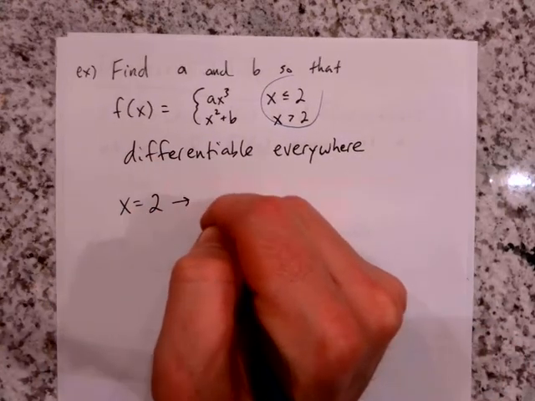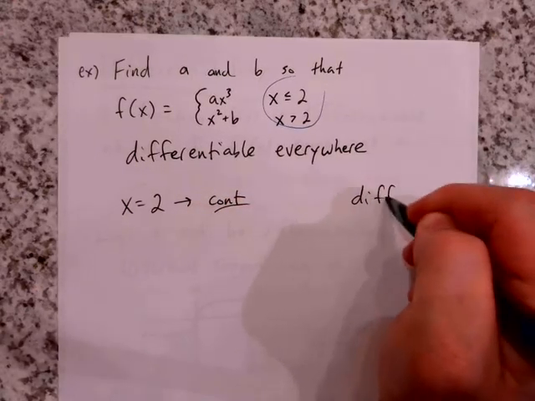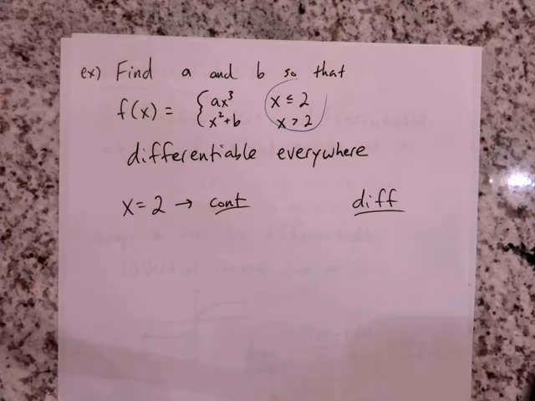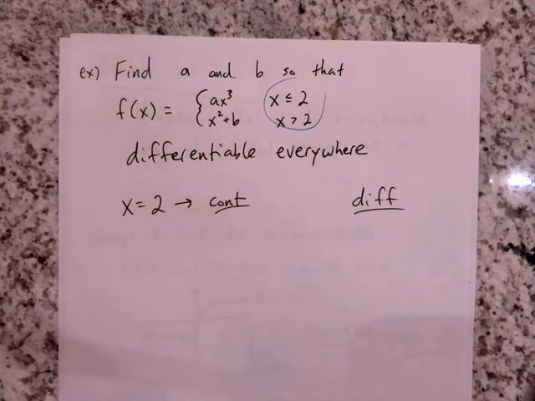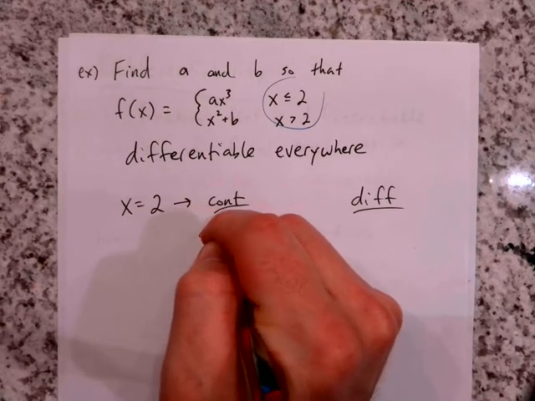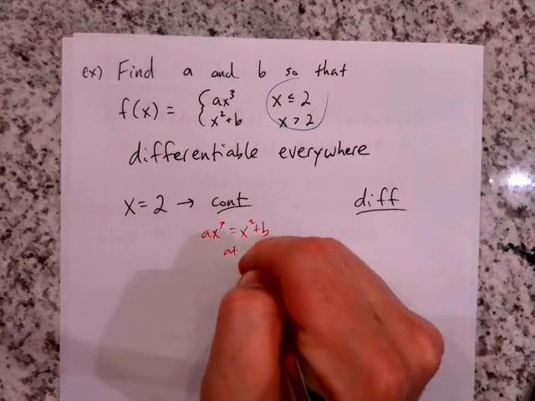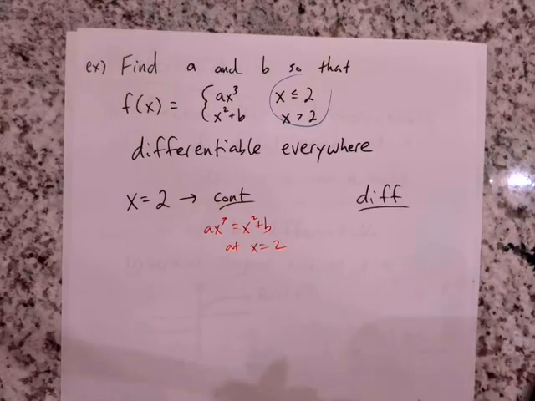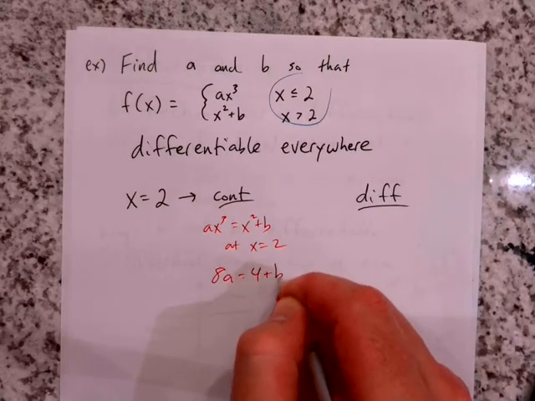And we care about 2 things. We care about continuity, and we care about differentiability. Continuity means that these 2 equations will match up at x equals 2. So we need ax cubed to equal x squared plus b at x equals 2. Plug 2 into those equations, you get 8a equals 4 plus b.